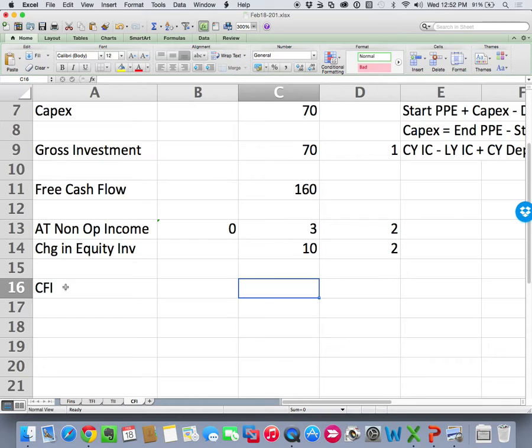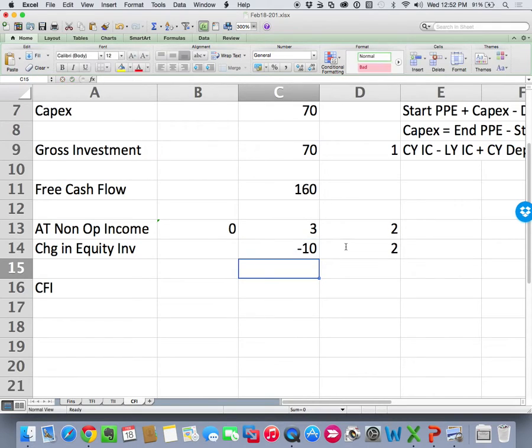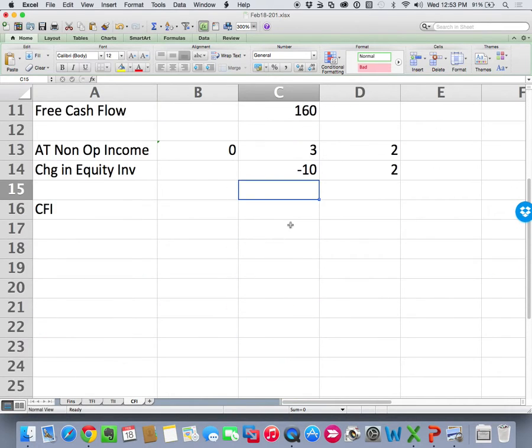So 163. I spend $10 million buying a stake in another business, increasing my equity investments. Does that add to what I can pay out or subtract? So if I'm going to sum these up, I would actually have to flip the sign. Now, a little bit of an inconsistency, and the book is also not completely consistent, but the idea is free cash flow's definition is gross cash flow minus gross investment equals free cash flow. CFI is free cash flow plus the non-operating cash flows.